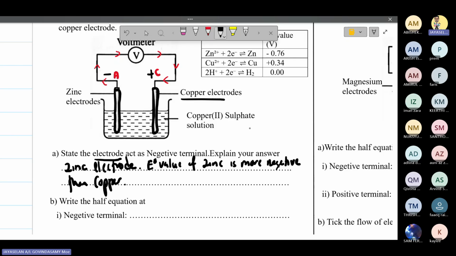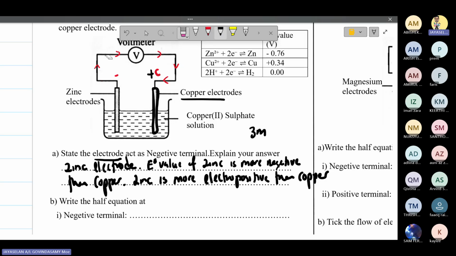Suppose in the exam they give 3 marks. I need 1 more point. Thus, zinc is more electropositive than copper. So I already score another mark. Any question? 3 marks. Any question? No question? All of you understand? Okay, so this is a voltaic cell.